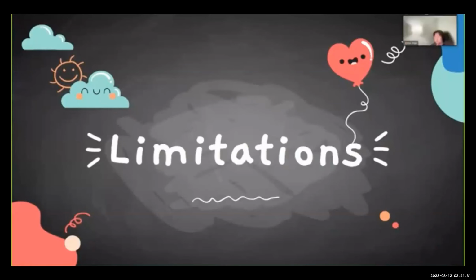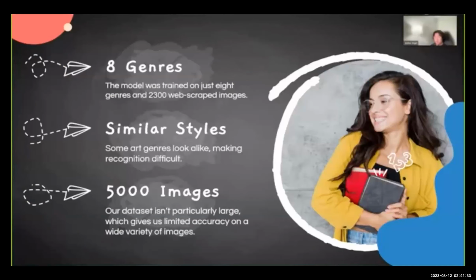We had some limitations while we were working on our project. Firstly, our model was only trained on 8 different types of genres, where there are a lot more than those 8. Also, some of the styles of art, such as Romanticism and Renaissance, have similar styles, and the model had hard time differentiating those two genres. And lastly, we only had about 5,000 images in our dataset since we made it on our own.